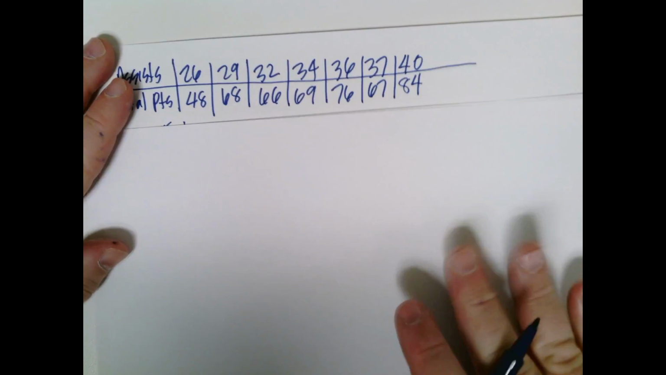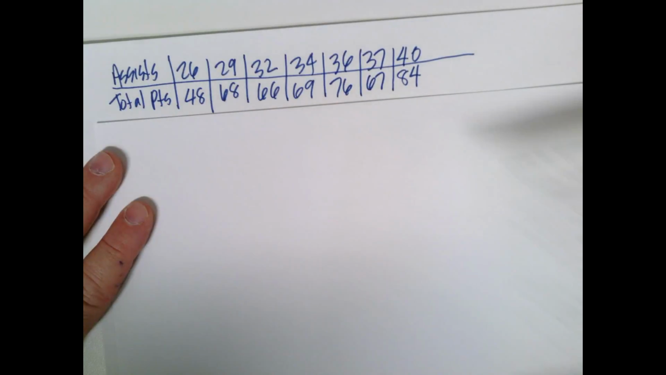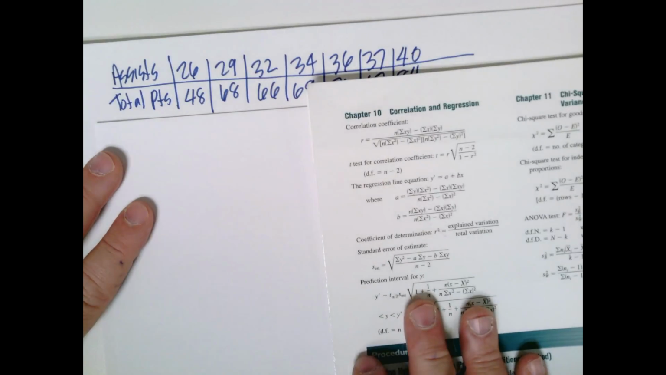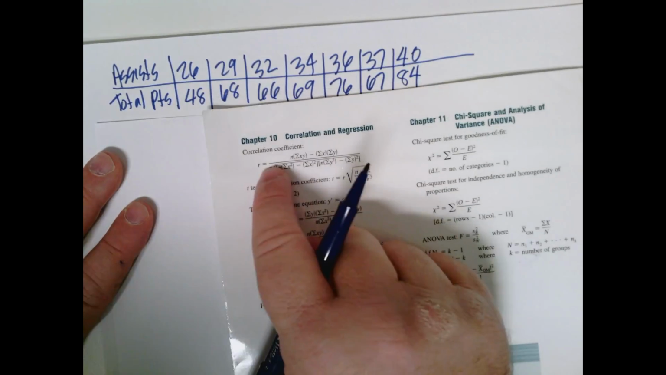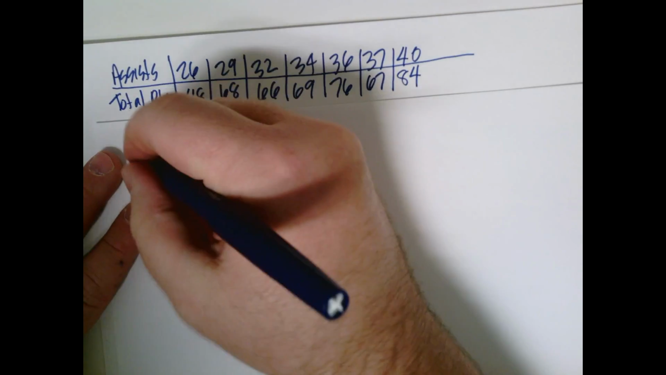Alright, so the next part is we want to find the correlation. So we look at our table under R, which is right here under chapter 10, correlation, and that's our formula that we use. We need these 6 numbers. So let's find out what those are.